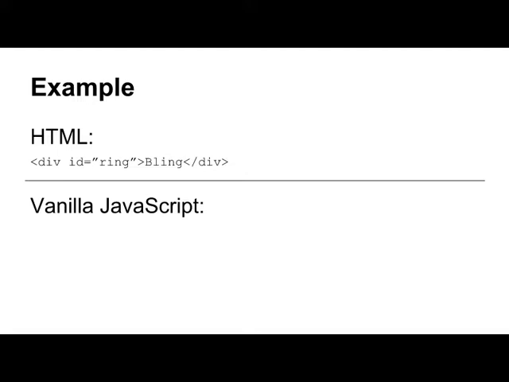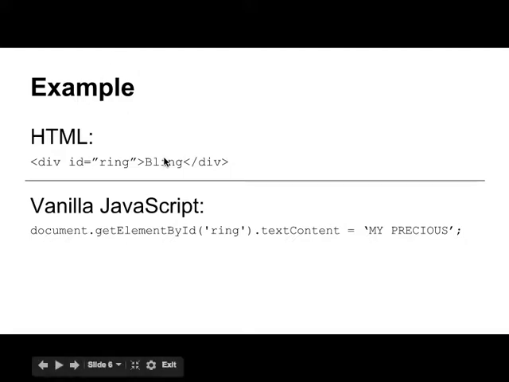So let's take a look at an example, because I'm sure you're all thoroughly confused, because I didn't really do a good job explaining what that meant. If we look at this HTML code, I create a div, which is just a block content in HTML, and it has an ID ring, and the content is bling. If we look at how this is constructed in vanilla JavaScript to change the content of the text bling to something else, in this case my precious, we're going to do this.